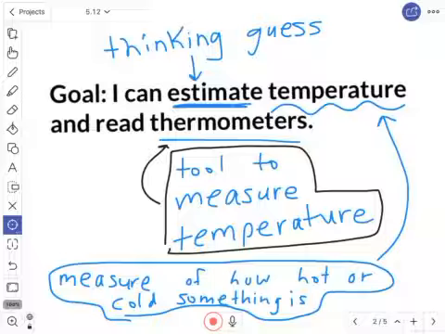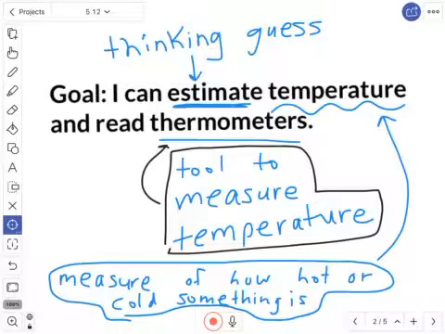There are lots of different kinds of thermometers too. That's something you could even ask your families. Do we have a thermometer? Do we have different kinds of thermometers? We have thermometers to take the temperature of a person, but like I was saying, sometimes there are food thermometers to make sure food is cooked.